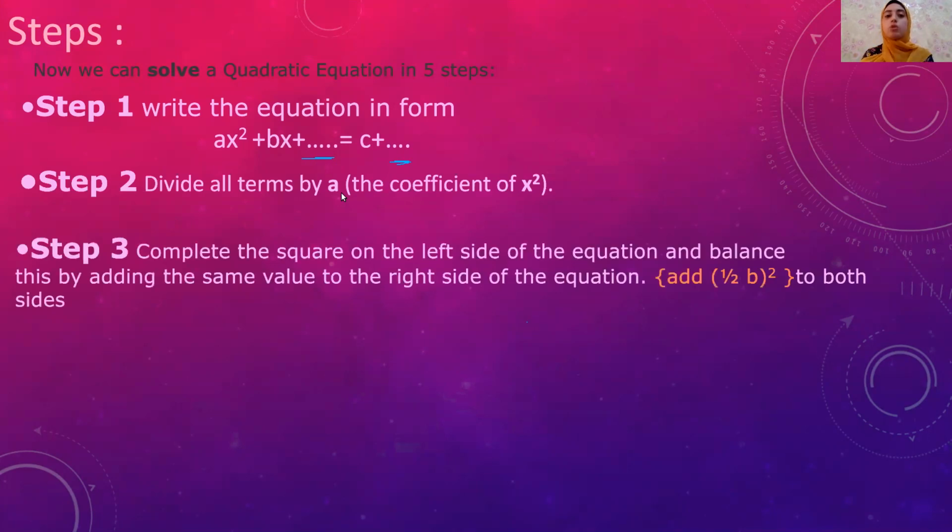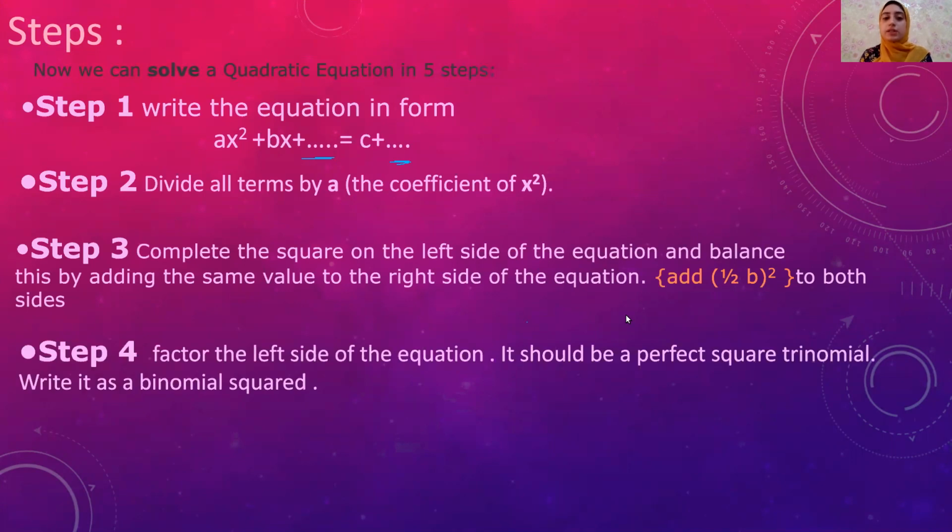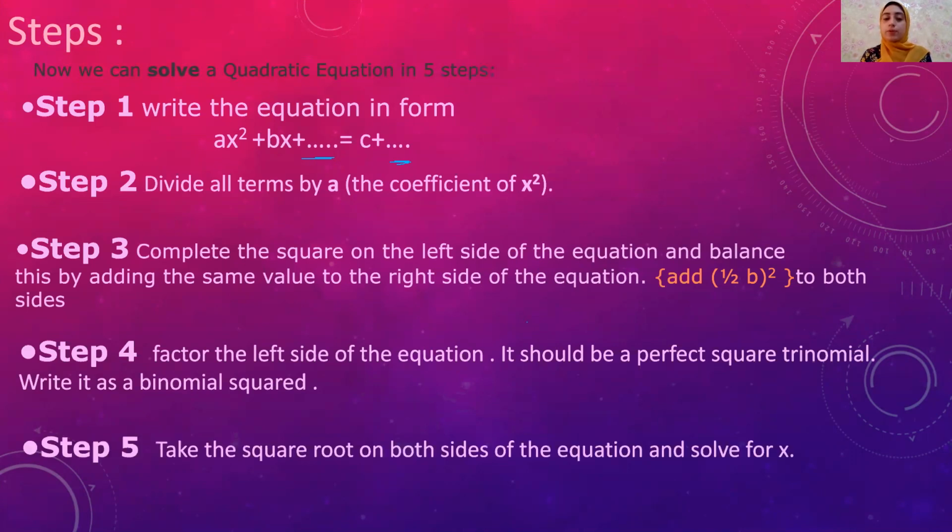Step number 3, complete the square on the left side of the equation and balance this by adding the same value to the right side of the equation. Add half b all squared to both sides. Step number 4, factor the left side of the equation. It should be a perfect square trinomial. Write it as a binomial squared. Step number 5 and the last one, take the square root on both sides of the equation and solve it for x. Okay, let's have an example to make sure that you understand all these steps.